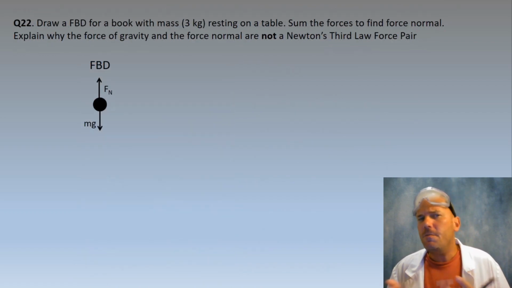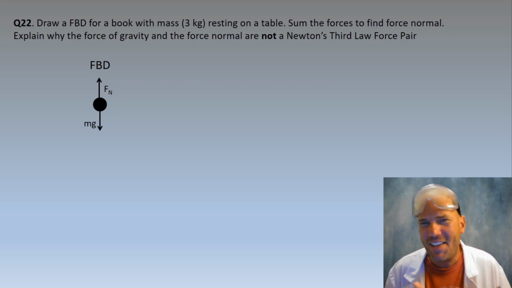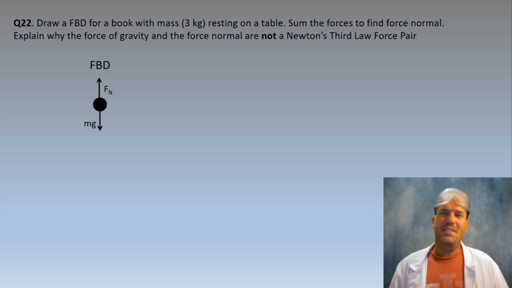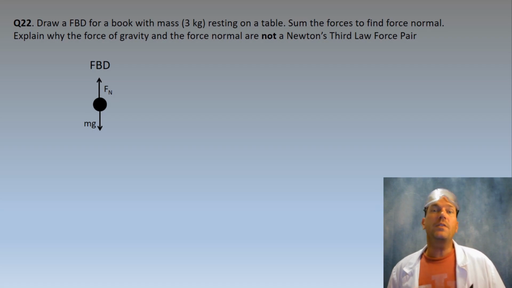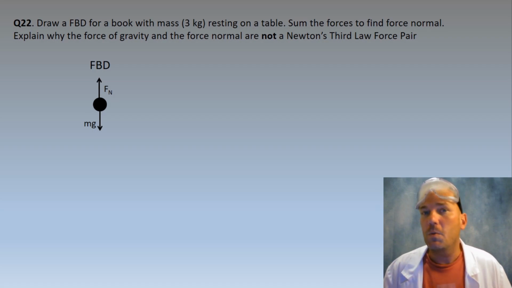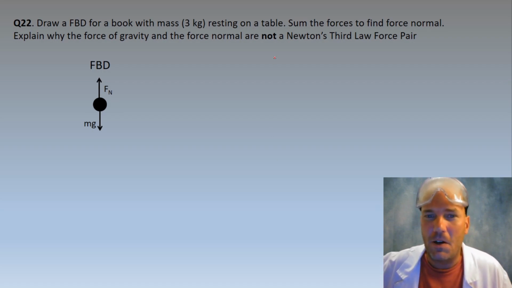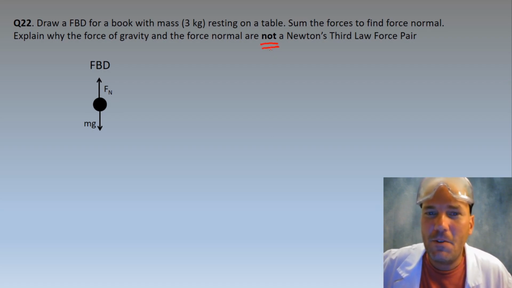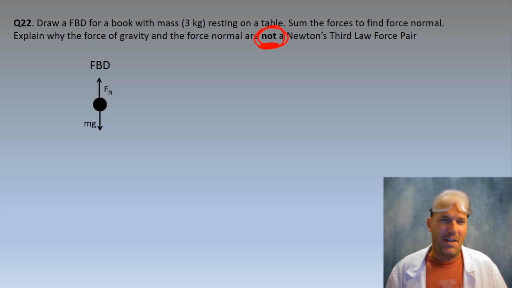Question 22. Draw a free body diagram for a book with a mass of 3 kilograms resting on a table. Sum the forces to find force normal. Explain why the force of gravity and the force normal are not a Newton's third law force pair. This is so important. I have a whole question dedicated to this, all right? Which means it likes to come up from time to time on the AP exam.